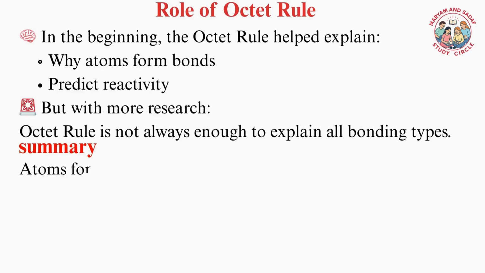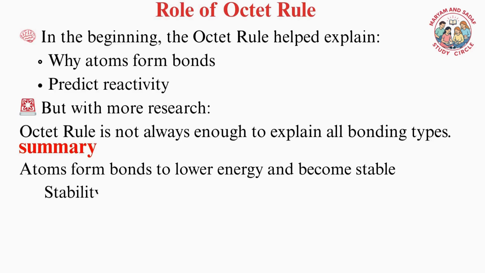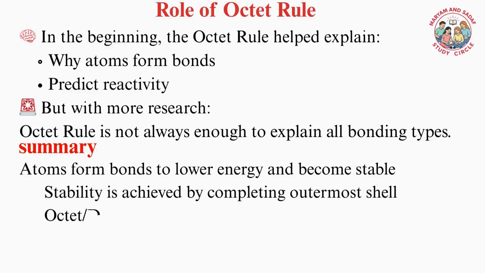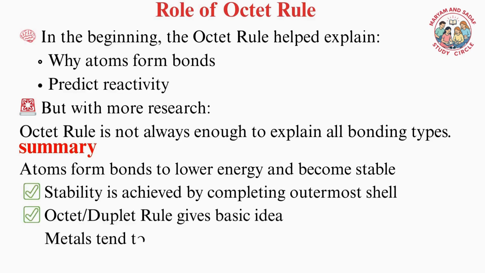Summary: atoms form bonds to lower energy and become stable. Stability is achieved by completing the outermost shell. The octet and duplet rule gives the basic idea.